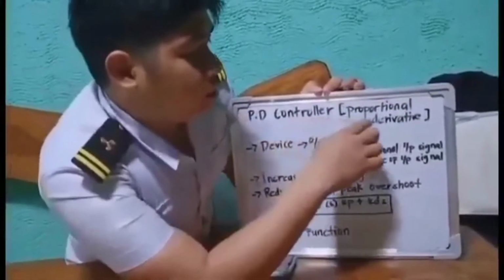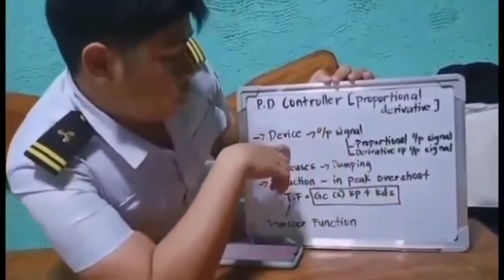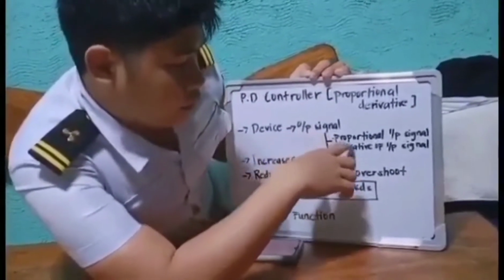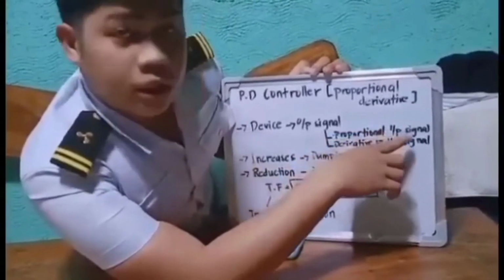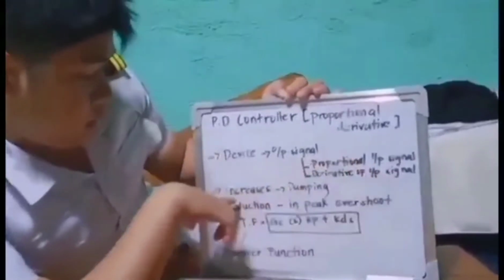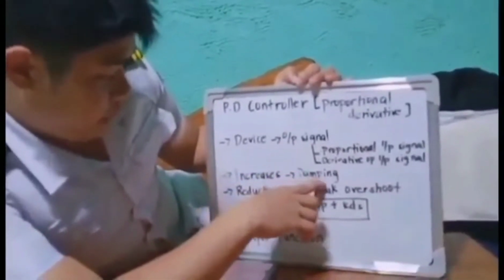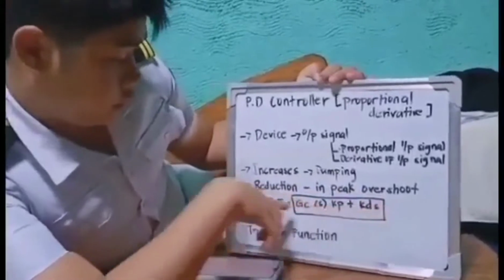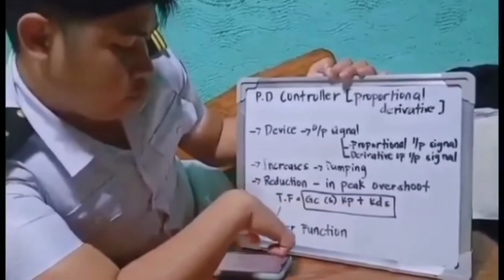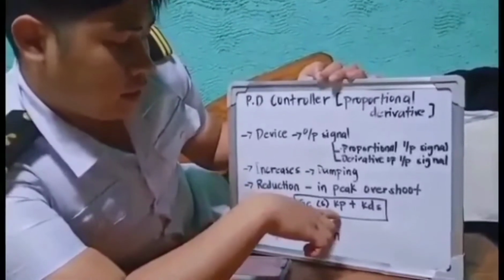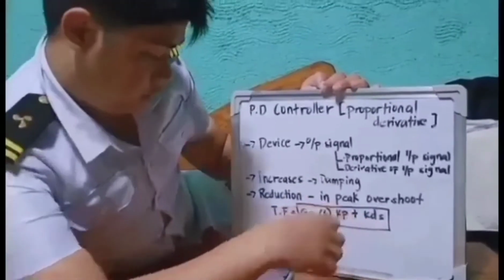PD controller, proportional derivative, device output signal. There are two types of input: proportional input signal and derivative input signal. It increases damping and reduces peak overshoot. TF means transfer function, equals GC(s) = KP + KDs.